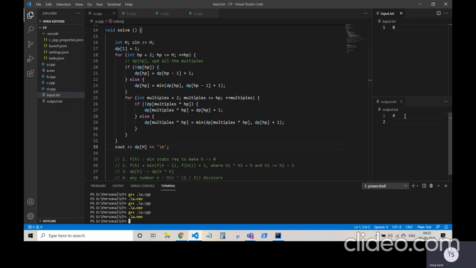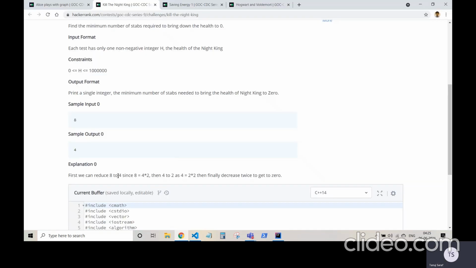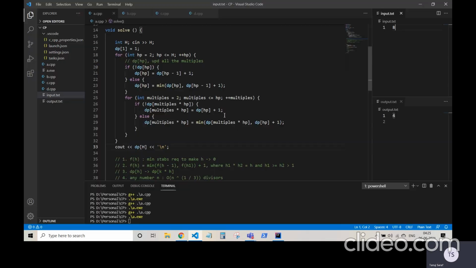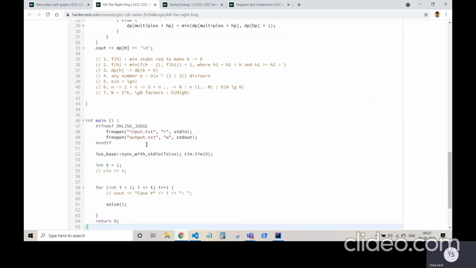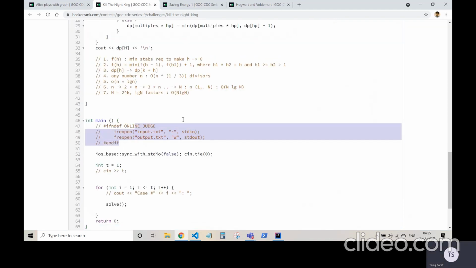So for 8 we have the answer 4. From 8, as they have mentioned, we go to 4 and then to 2, and then finally we decrease twice to get to 0. Submit the solution and see if it is correct.